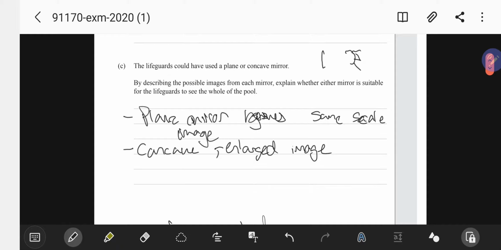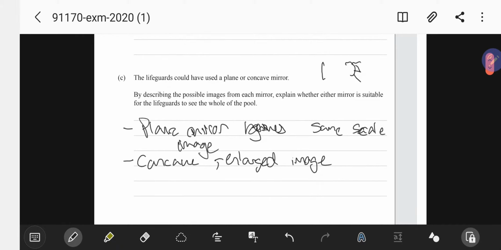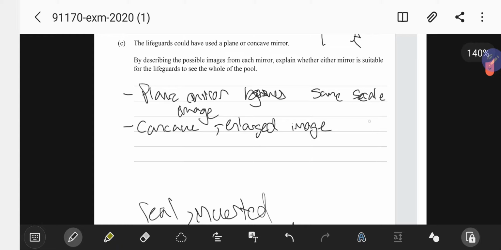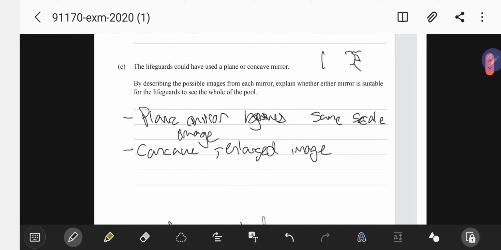So you can just write down these points and then write why a plane mirror would be better, because obviously you don't want a concave mirror because it's going to be enlarged and it's going to be inverted, so you don't want that in a pool. But a plane mirror will show you the same, whatever you're seeing in the mirror is the same scale. So yeah.